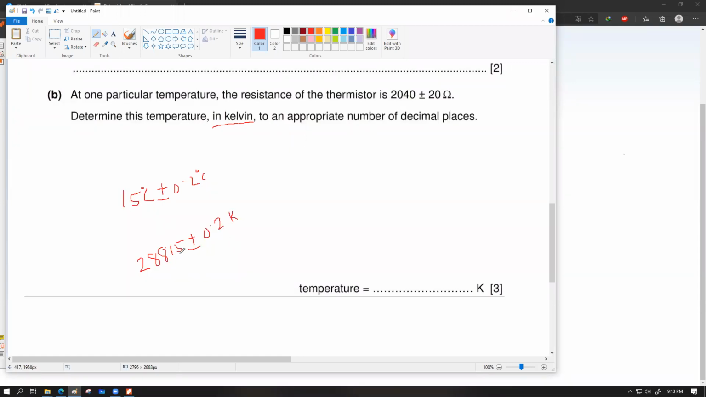Now, if we go for the appropriate significant figures, the appropriate number of decimal places, because this was given to the decimal places from the graph, I might as well write this to the same decimal places. So I would prefer to write this as 288.2 plus minus 0.2 Kelvin. I hope this is a correct response.